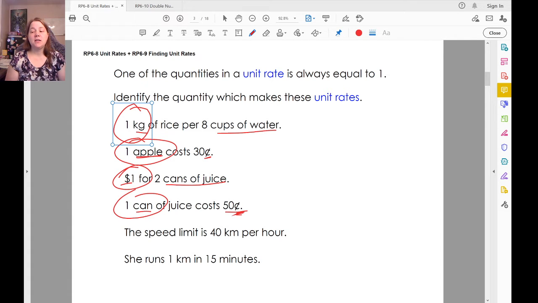When we look at the speed limit is 40 kilometers per hour, that means that for every 1 hour, we're going to go 40 kilometers. The hour is there. Every time we talk about miles per hour, that's talking about how many miles we will travel in 1 hour if we go exactly this speed. Please don't try to drive like that. It's dangerous. Stop for stop signs and red lights and pedestrians. She runs 1 kilometer in 15 minutes. We have our 1 kilometer, and it's going to take her 15 minutes to run that.